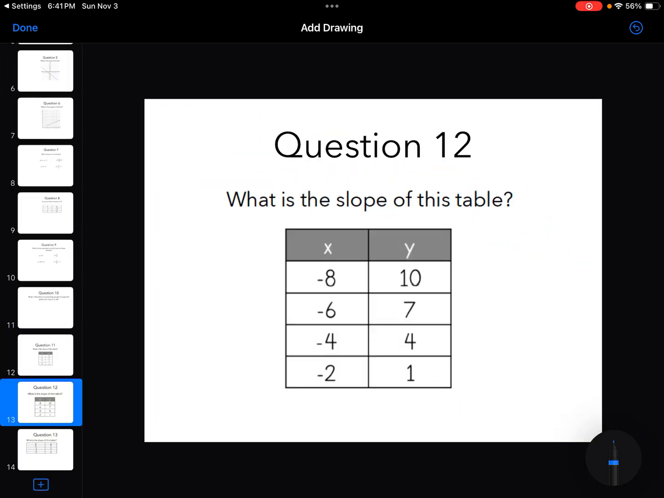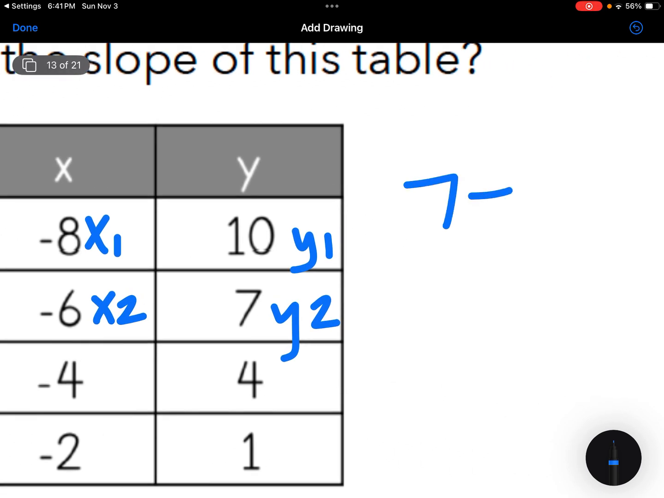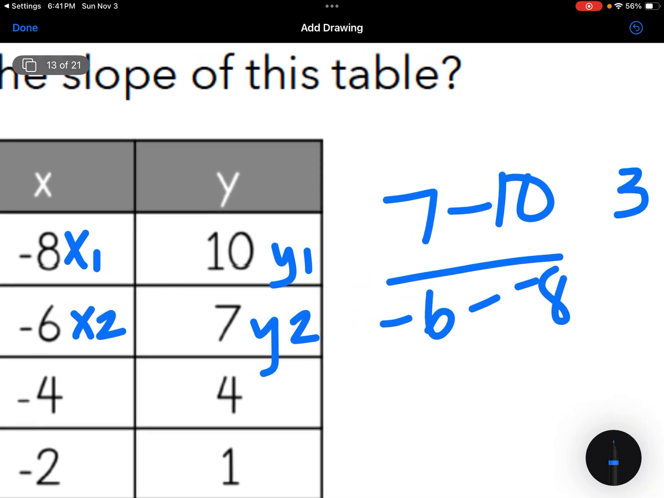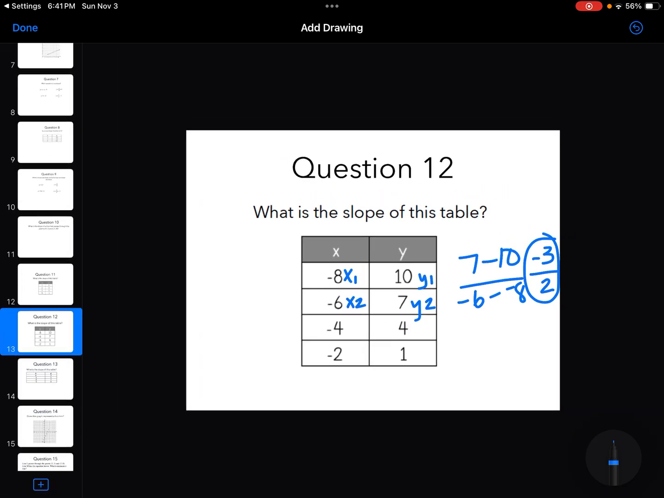What's the slope? So we have x1, x2, y1, y2. So we're doing 7 minus 10 divided by negative 6 minus negative 8. So that's negative 3 divided by 2. So negative 3 over 2.